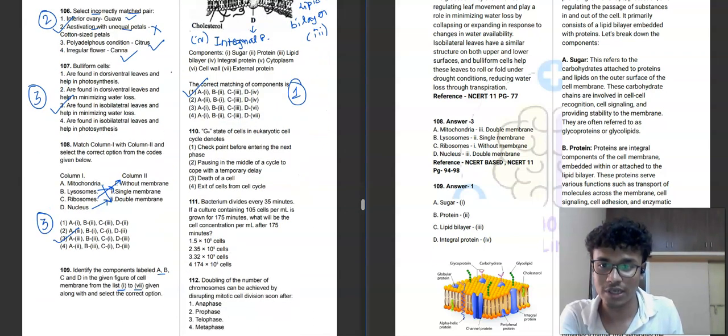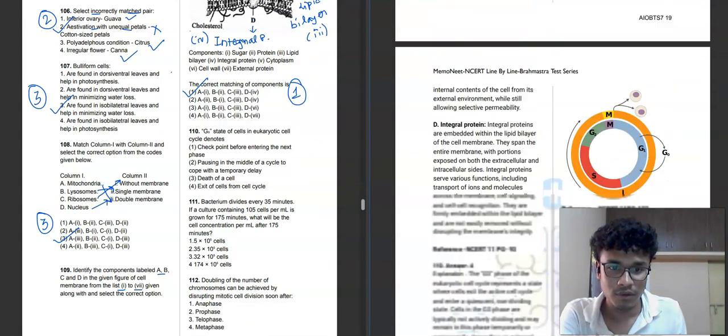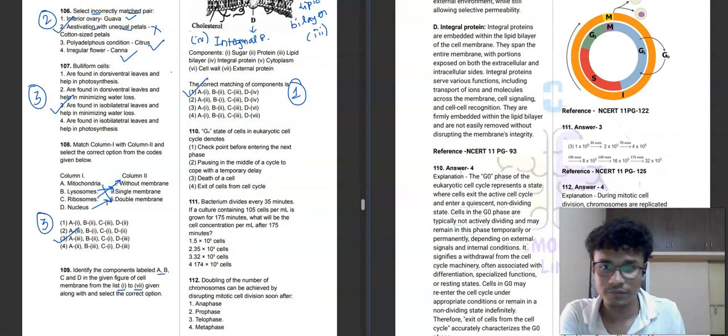Moving towards the next question, 110. G0 state of cells in the eukaryotic cell cycle denotes a checkpoint before entering the next phase. It is not a correct statement because that basically happens in G1 and G2. Pausing in the middle of a cell cycle to cope with temporary delay is also not correct. Death of a cell is also not correct. G0 is basically the exit of cells from the cell cycle. So the fourth option will be our correct answer for this question.